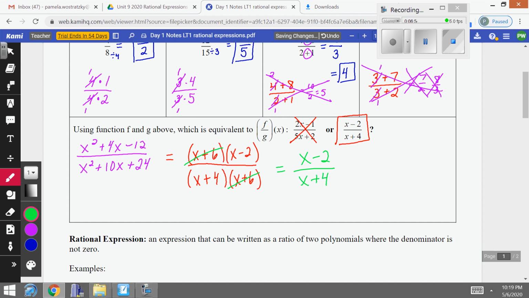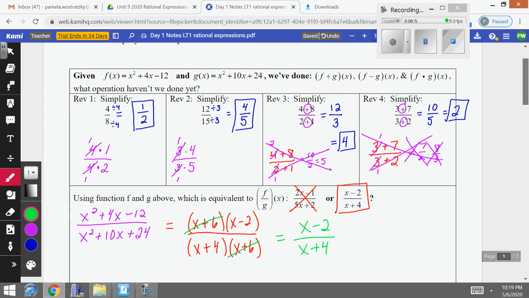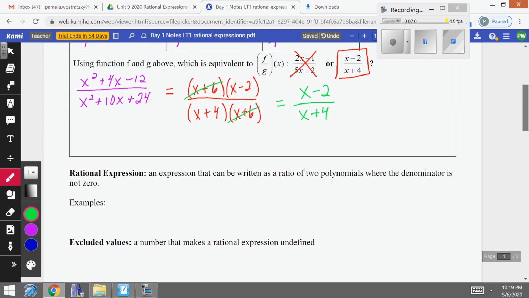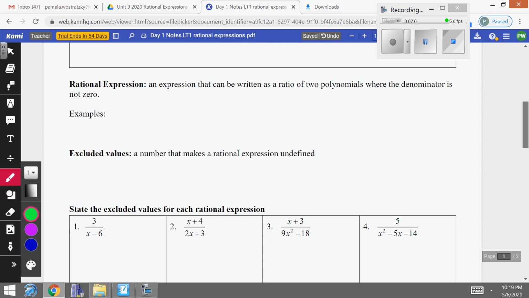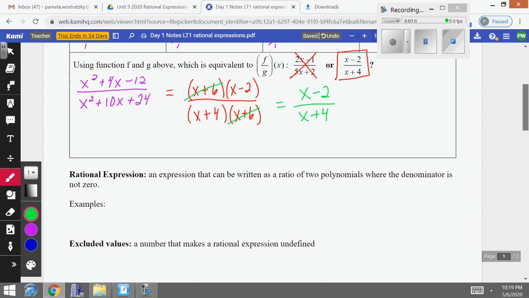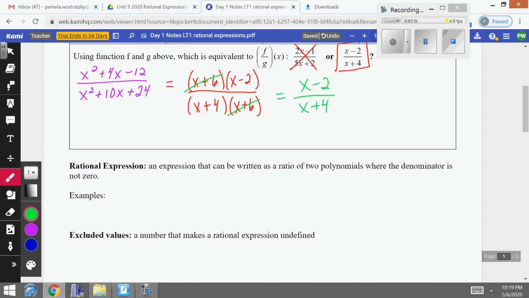I'm going to get to a lot more examples on that in just a minute, but that's something I wanted you to recognize from this top part here. Okay. Now, before we get to everything, let's first talk about what a rational expression is. Basically, what we were just doing is a rational expression. It's an expression that can be written as a ratio of two polynomials. That's the key thing. Basically, it is a fraction. A fraction is a rational expression.